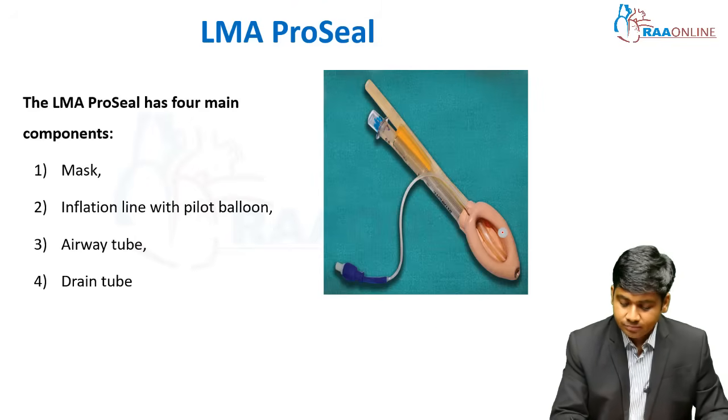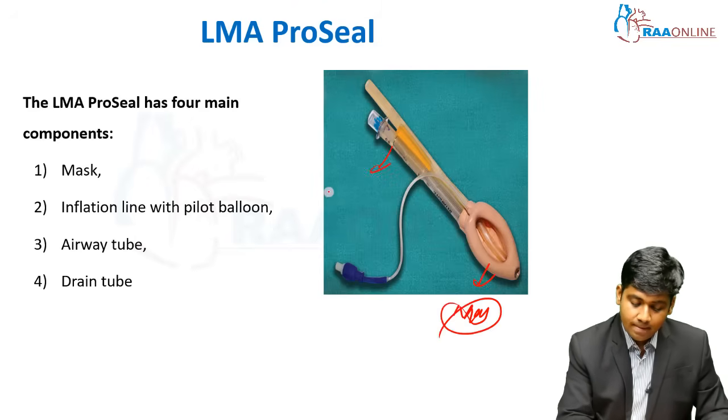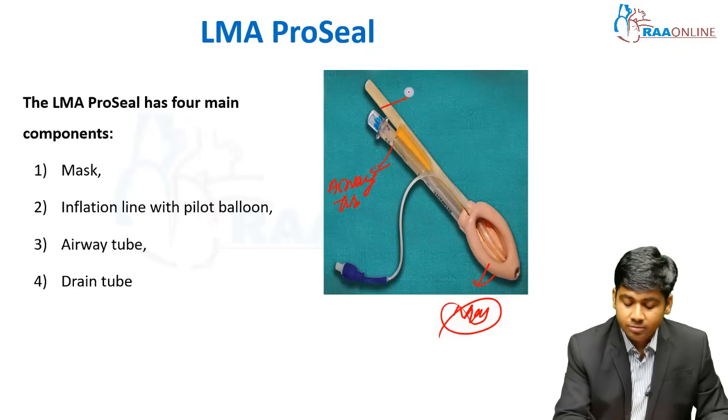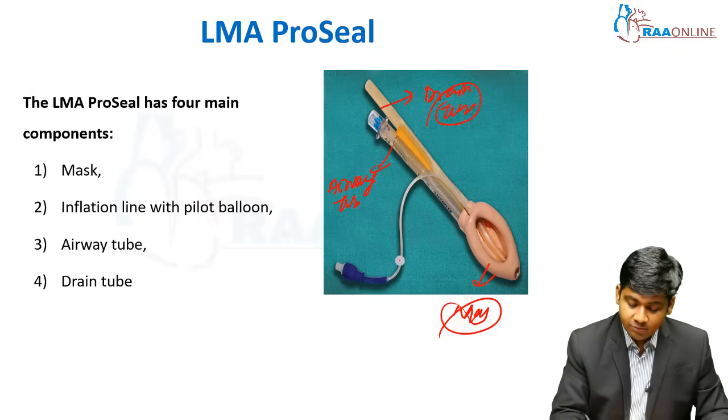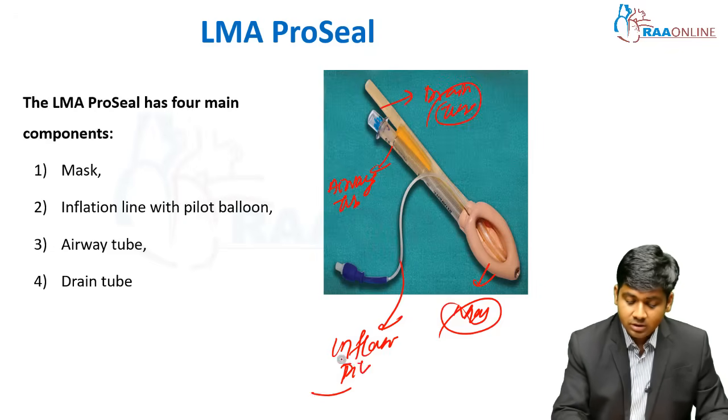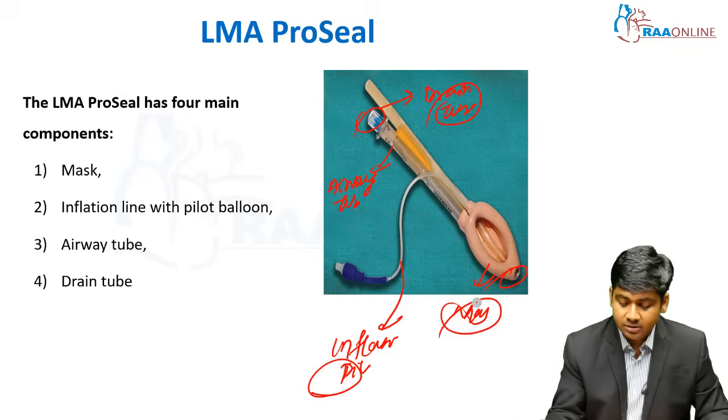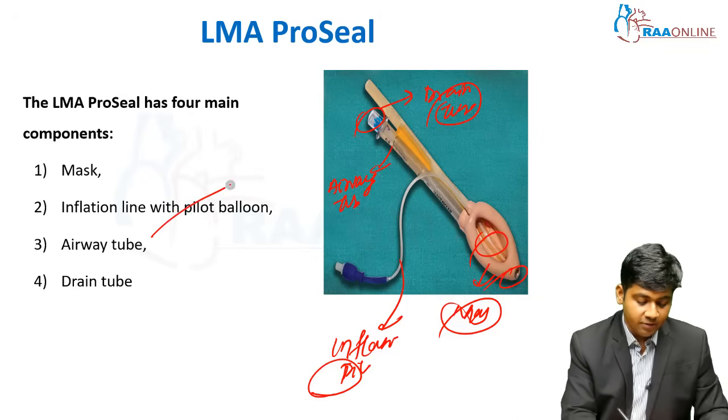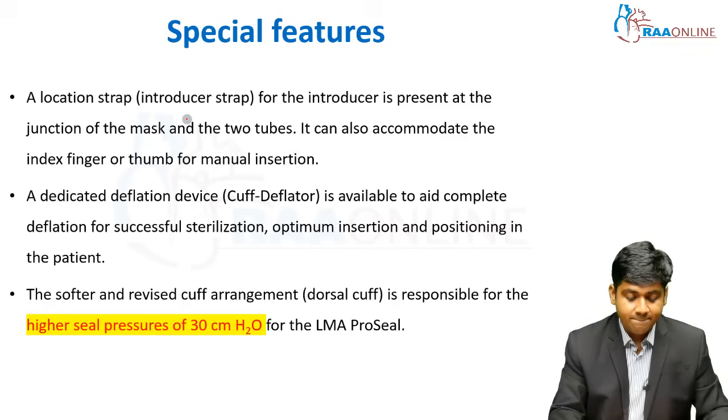So this is the mask. This is the airway tube. This is the drain tube. This is the inflation line with pilot balloon. This is the machine end. This is the patient end. This is the drain tube. Fine. So the parts are: inflation line, pilot balloon, airway tube, drain tube, and mask.